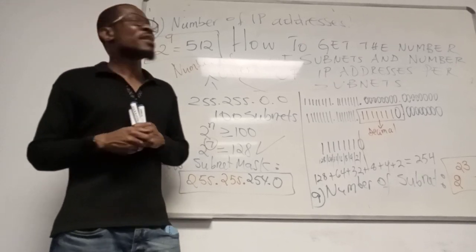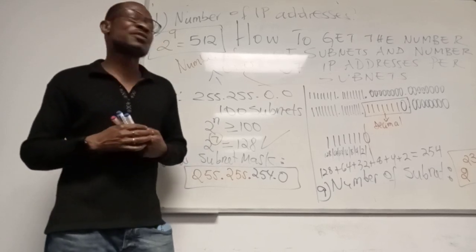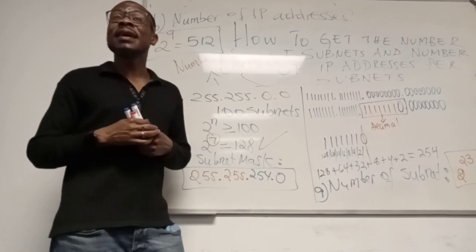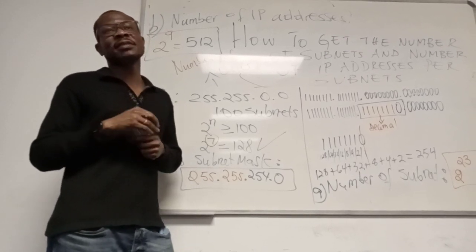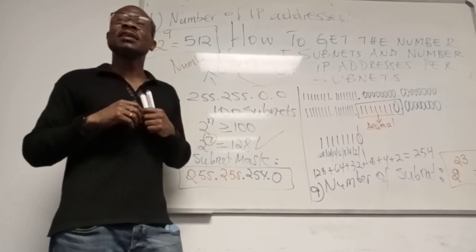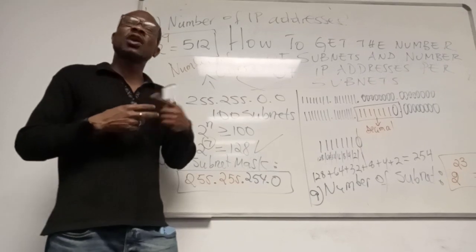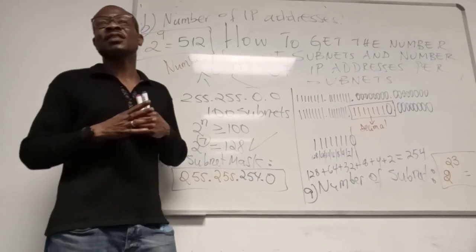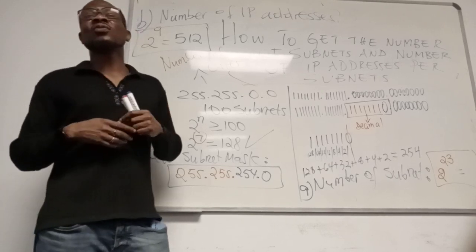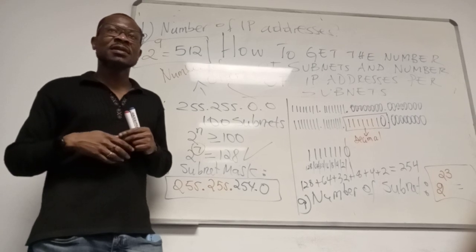Questions can change. Sometimes they will ask you number of subnets. Sometimes they can ask you number of IP addresses. Right? It's like this, you have to do that. You only convert how many bits you are borrowing, you convert the 0s to 1s, you count the number of 1s, 2 to the power of number of 1s, you count the number of zeros, 2 to the power of the number of zeros. Right?